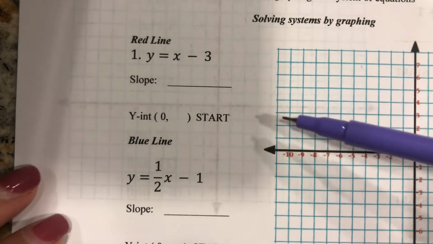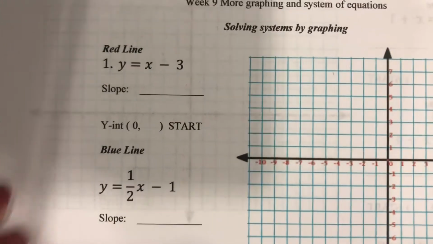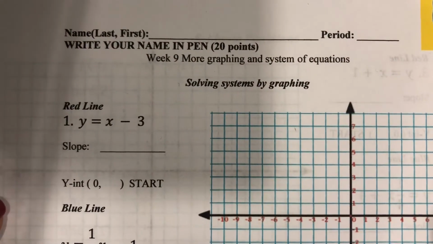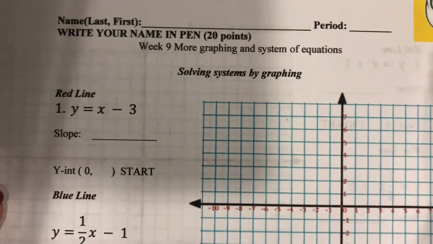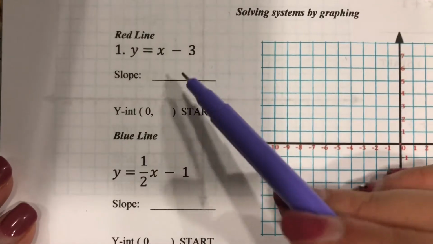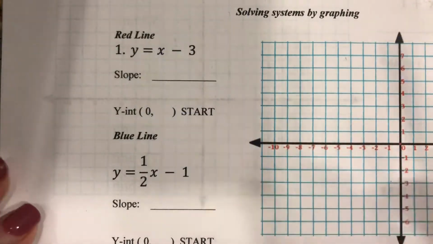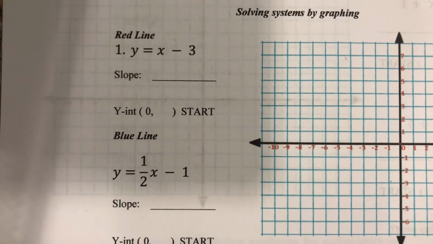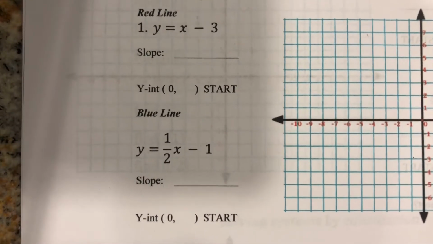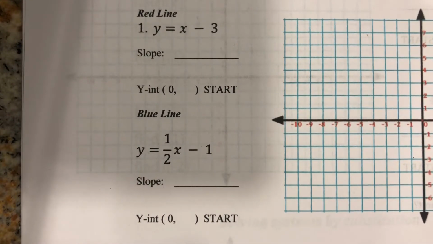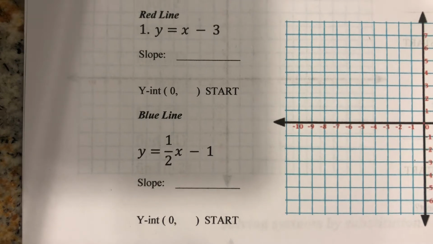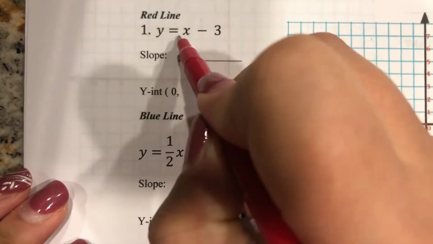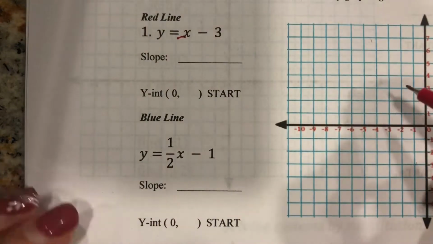But when it comes to the front page, if you see, this is your first packet. If we look at the first question, it's asking you for a red line and a blue line. So let me grab those two colors. I have red and blue. Now for my red line, it's asking me for the slope. To find slope, I need to look at the number in front of my x.